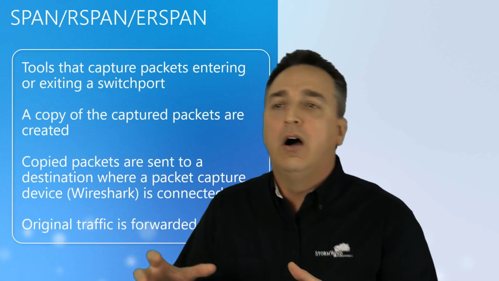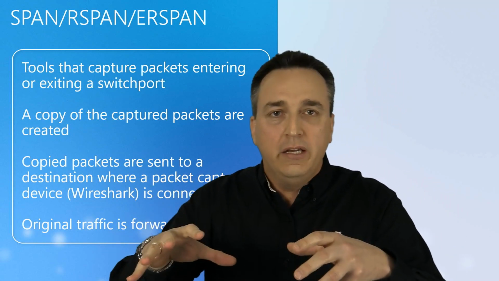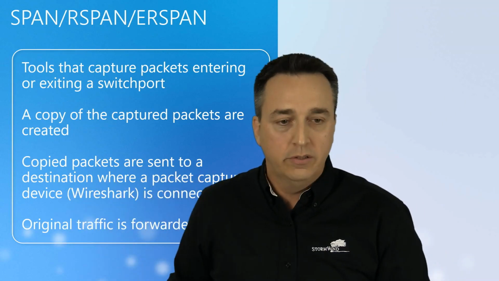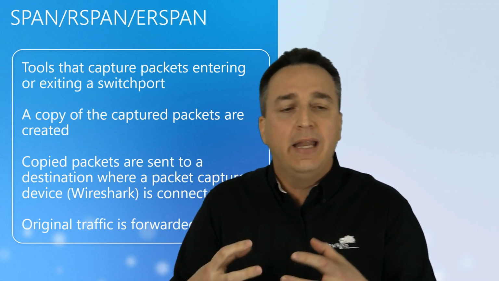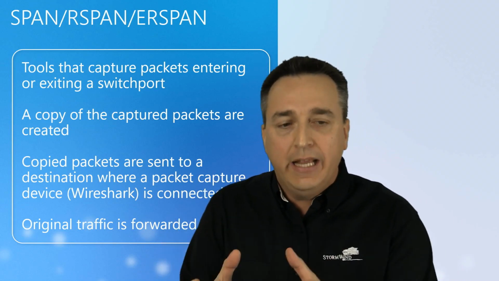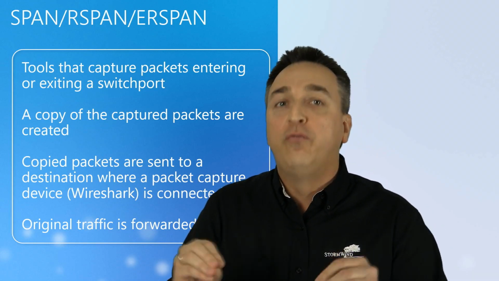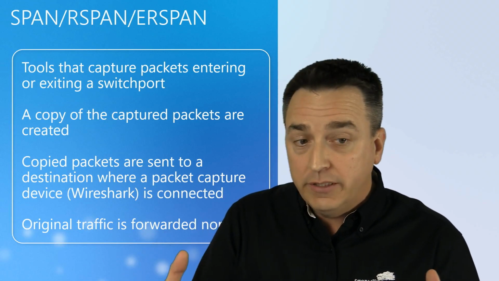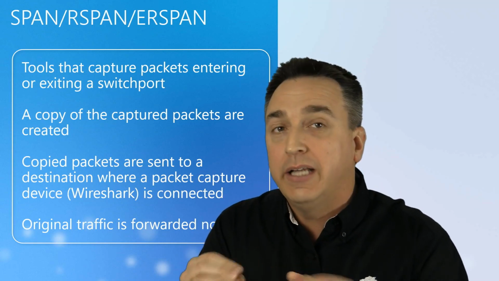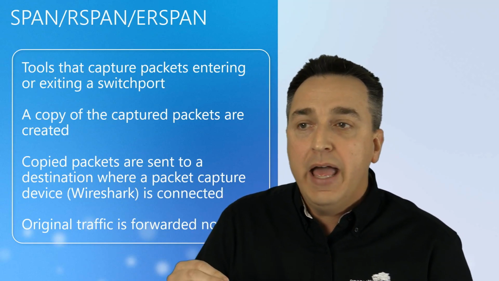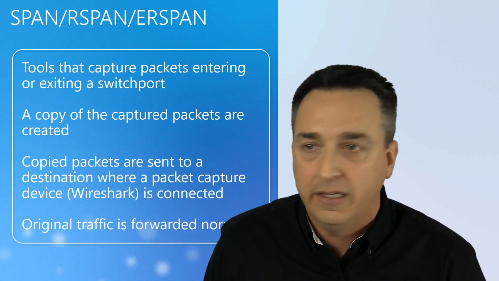Let's start with SPAN, RSPAN, and ERSPAN. So these are tools that are essentially all the same when it comes to the end result. So the question is, what exactly are we getting out of these 3 different tools? Well, we're actually getting a packet capturing solution for our switches. So these are tools that capture packets entering or exiting a switch port. And then the device, your switch, is going to make a copy of that captured packet.